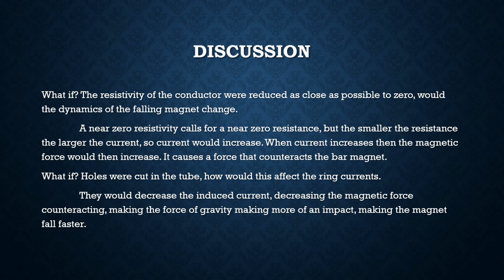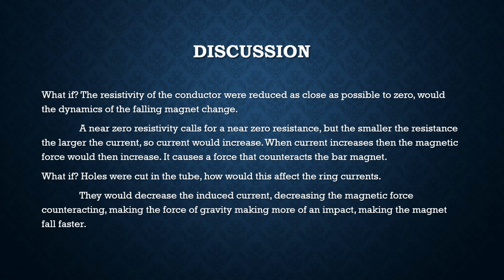So what if the resistivity of the conductor were reduced as close as possible to 0, would the dynamics of the falling magnet change? And yes, because a near zero resistivity would make the current much bigger. The current would increase. When current increases, then the magnetic force would also increase. It causes a force that counteracts the bar magnet.